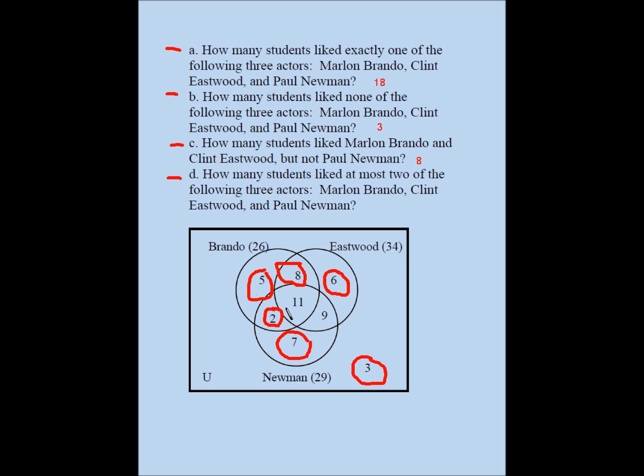So I have to add all these numbers. And a clever way to do it, since there are 51 people and you're taking everybody into account except for 11, it better be 40. Or if you count all these numbers, you better get 40. Let's check. 8 plus 2 is 10. 10 plus 5 is 15. 15 plus 6 is 21. 21 plus 9 is 30. 30 plus 7 is 37. Plus 3 is 40. So our math was right. This is 40.